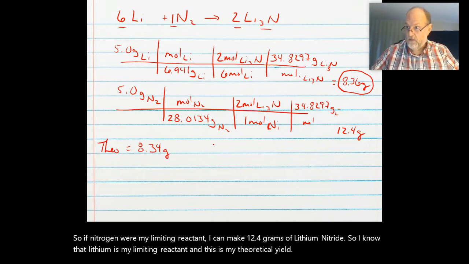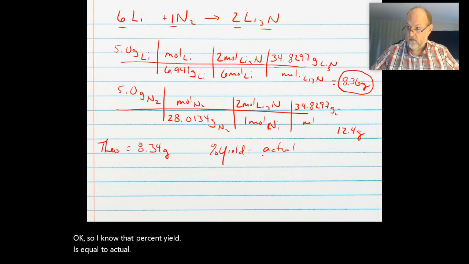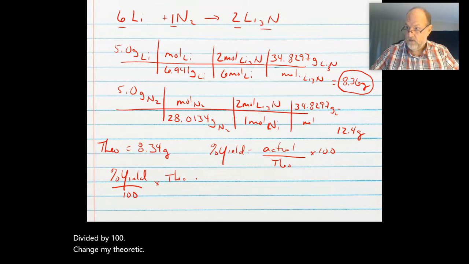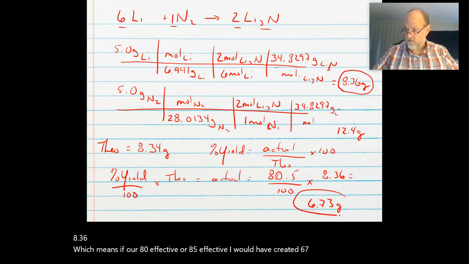Okay, so I know that percent yield is equal to actual or experimental divided by theoretical, times 100. That means my actual is going to be percent yield divided by 100 times my theoretical yield. So percent yield was 80.5 out of 100 times 8.36, which means if I were 80.5% effective, I would have created 6.73 grams of lithium nitride.